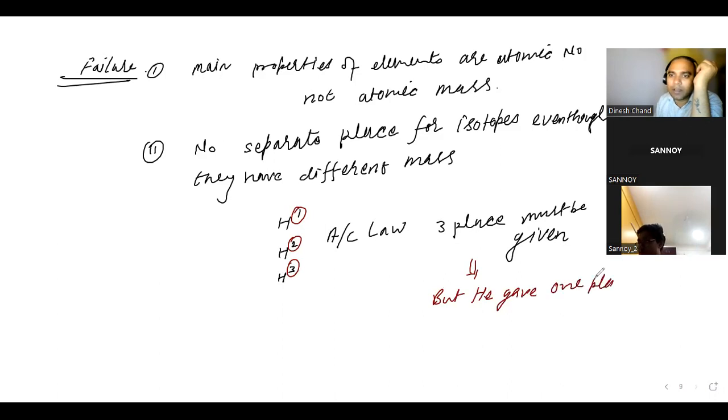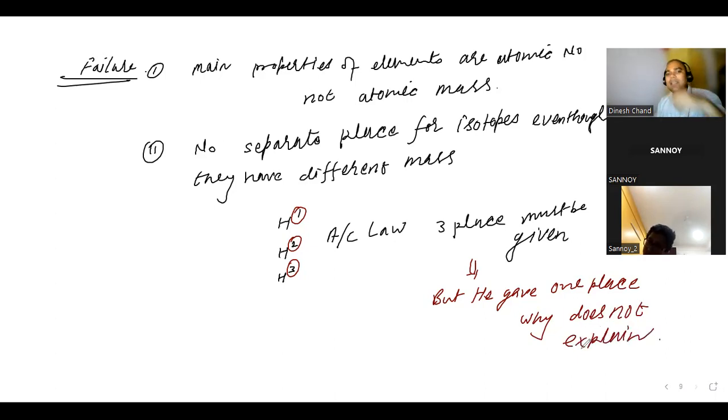One place. So it is a direct violation of the law. Yes or no? Yes, sir. So why he gave one place does not explain. If you are giving any law, then you must explain why you are keeping this. So he could not explain why the hydrogen, all three isotopes, were given. So it failed. Can I erase now?